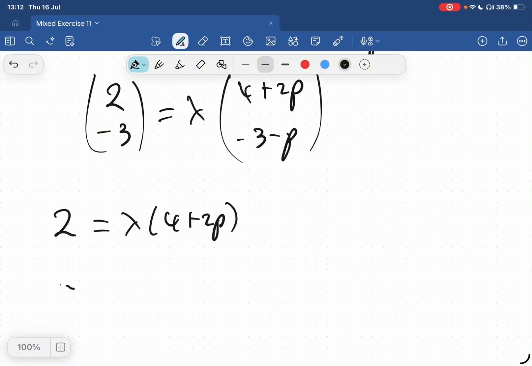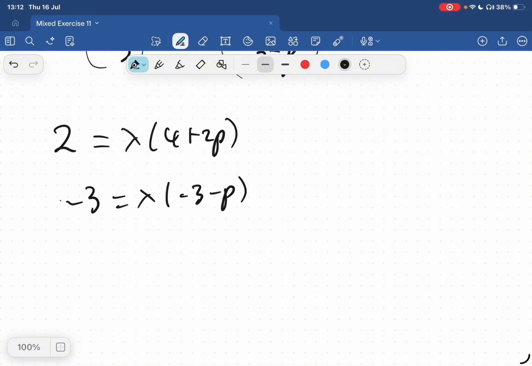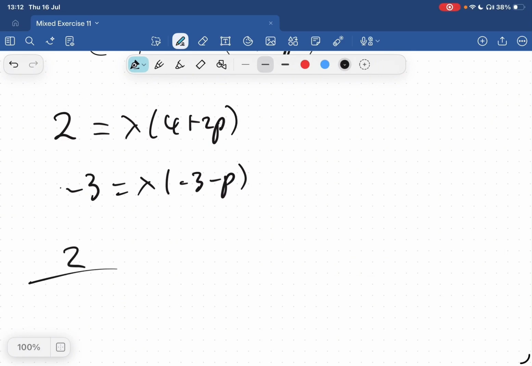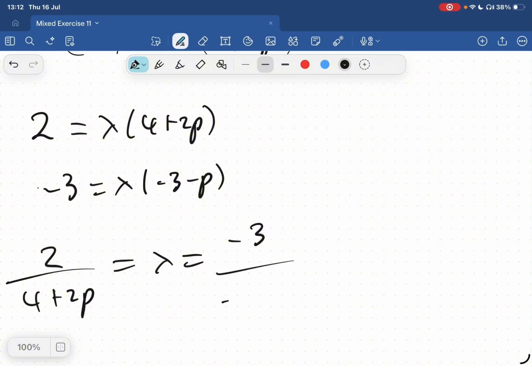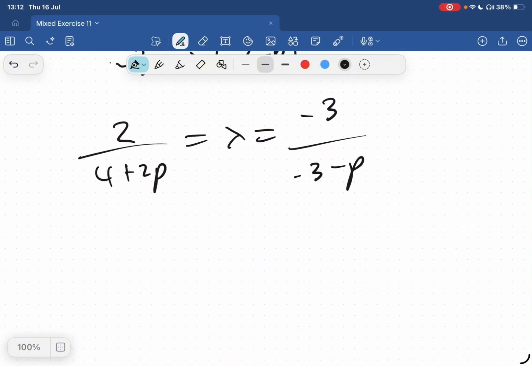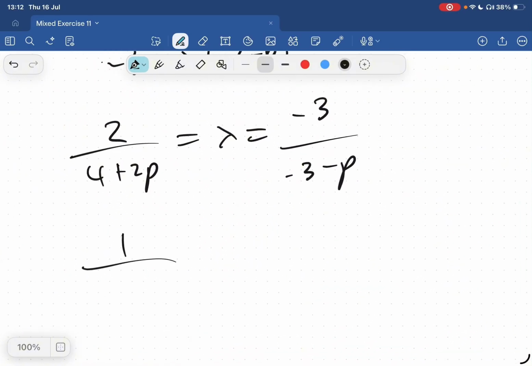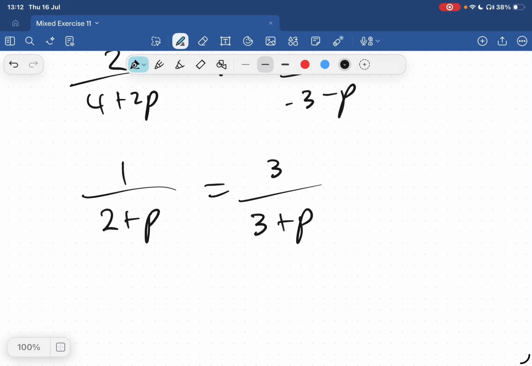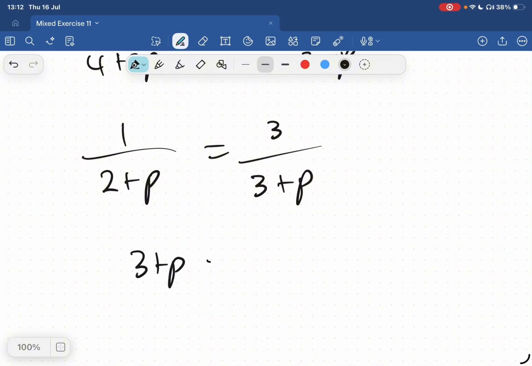Here are our two equations. Rearrange in terms of lambda, so 2 over 4 plus 2p equals lambda, and lambda also equals this from the second equation. We simplified both fractions, so 1 over 2 plus p equals, times by -1 top and bottom, 3 plus p equals 6 plus 3p.